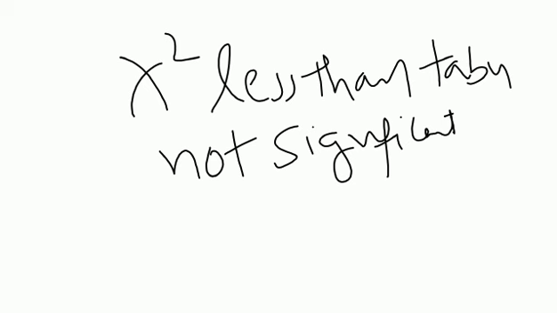Calculated value is more than tabulated value. What will be your interpretation? The difference between observed and expected value is significant. Clear? If the calculated value is more than the tabulated value, the difference between observed and expected value is significant. Clear? So this is the method to find out the chi-square value. Okay. Now, what about degrees of freedom? How will you find out the degree of freedom?